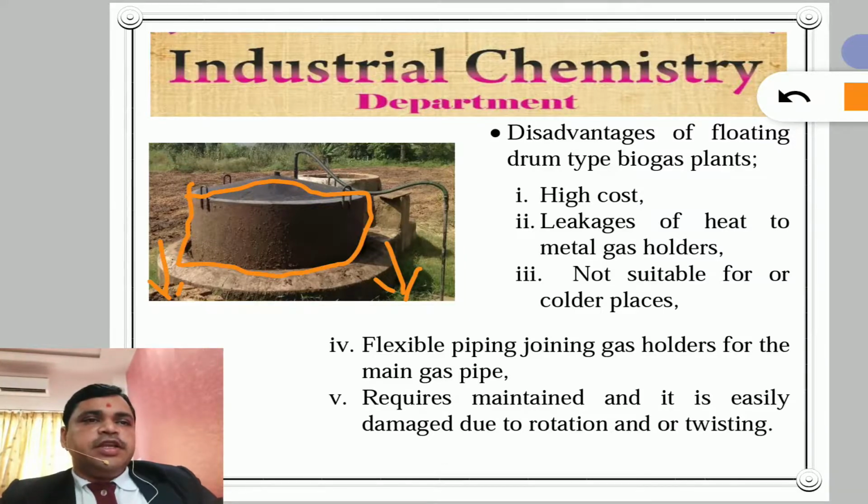We see the disadvantages of the floating drum type biogas plant. Number 1, high cost. Production cost of gas is high and construction cost of this type of plant is high. So it is not suitable for everyone. Number 2, leakage of heat through the metal gas holder.